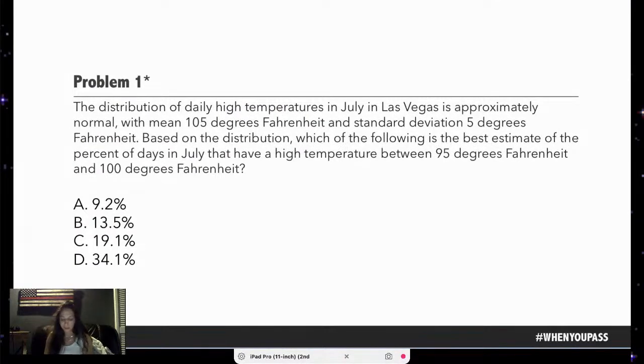Let's talk about this problem. The distribution of daily high temperatures in July in Las Vegas is approximately normal, with a mean of 105 degrees Fahrenheit and a standard deviation of 5 degrees Fahrenheit. Based on the distribution, which of the following is the best estimate of the percent of days in July that have a high temperature between 95 degrees Fahrenheit and 100 degrees Fahrenheit?